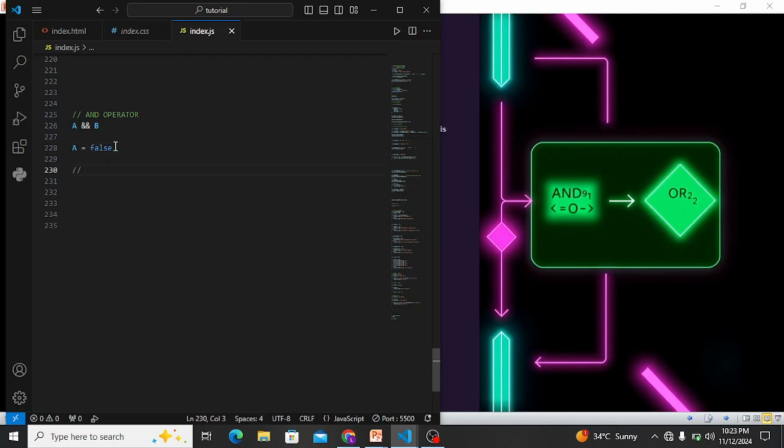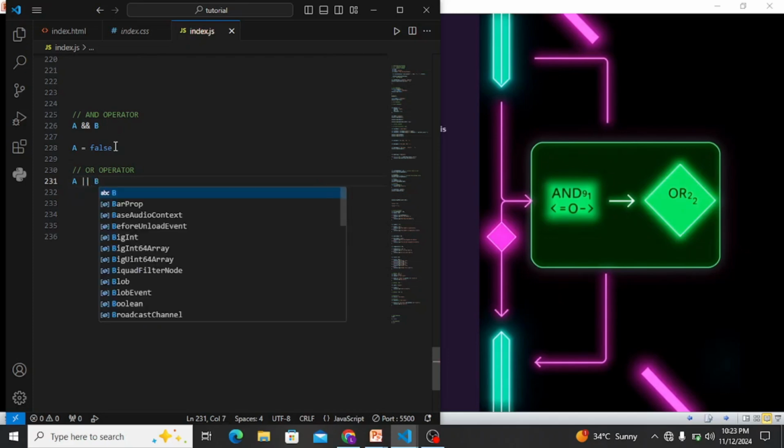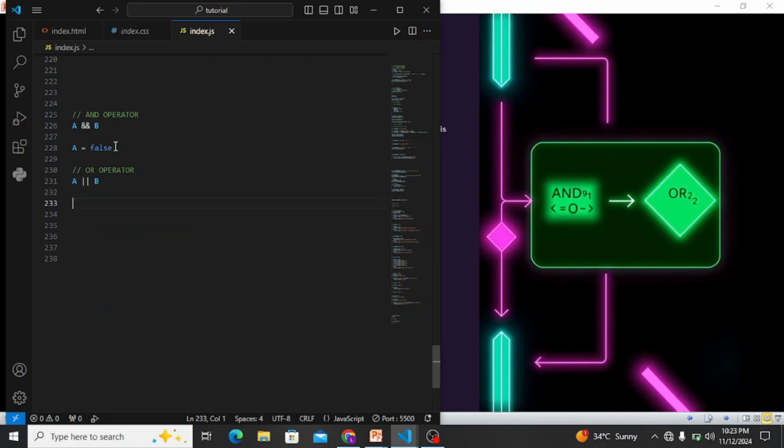Now coming to the OR operator this time around, the short circuiting of the OR operator actually works this way. If A is true, you don't need to check whether B is true or not. We know that once any of them has true in the option, automatically the answer must be true. Just the way if we have A and then we have OR B as well.